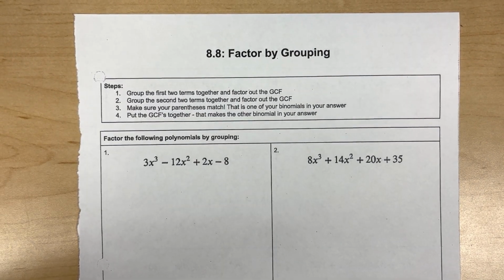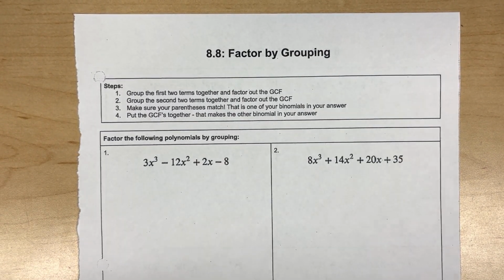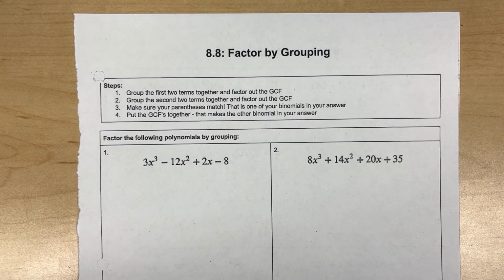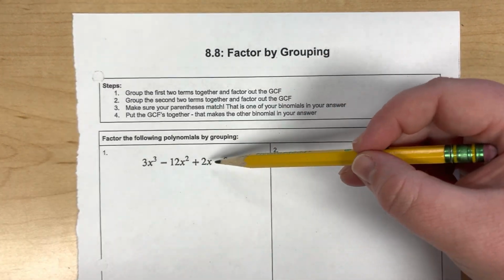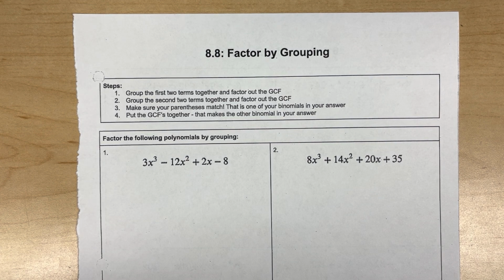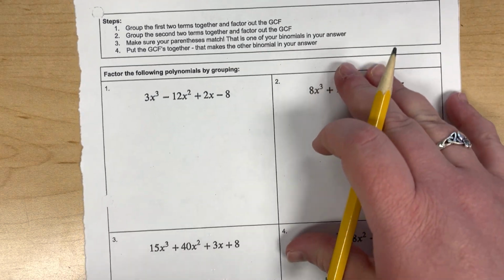Hey guys, in this video, I'm going to show you how to factor by grouping. Now, factoring by grouping is done when you have 4 terms in your polynomial. And basically, it's very similar to factoring using GCFs. You're just going to do it twice for each problem. All right, so here's the way it works.